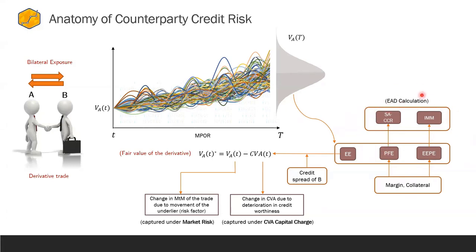Within EAD, there are two methods. One is SA-CCR, which is standardized approach for counterparty credit risk. And the other is IMM, which is internal models method. As I mentioned, it's the standard theme in Basel calculations. We always have a standardized approach and we always have an advanced approach. So the EAD calculation for counterparty credit risk, for that we have two separate approaches. And once you calculate EAD, that goes into the credit risk capital charge equation, which is the risk of counterparty default.